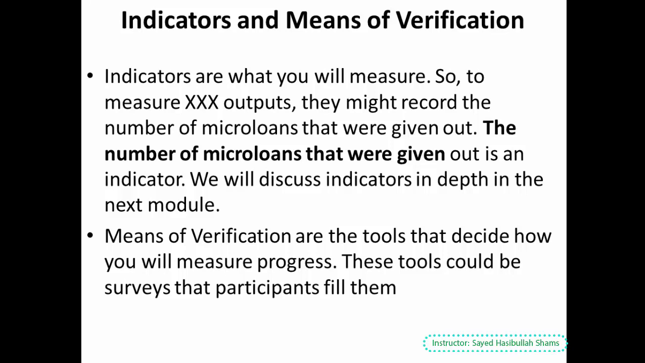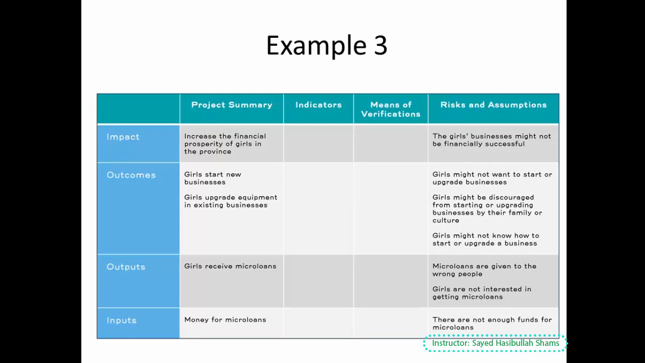So also we have the column of indicators and means of verification. Here, when we have summarized the inputs, we will create indicators for input, and also we will have output indicators, outcome level indicators, and also impact level indicators. And every indicator must have means of verification.